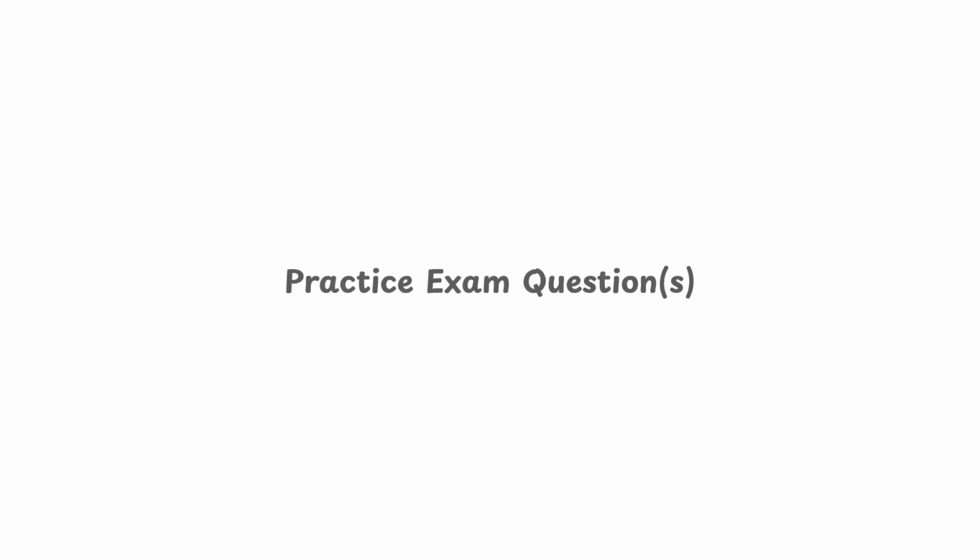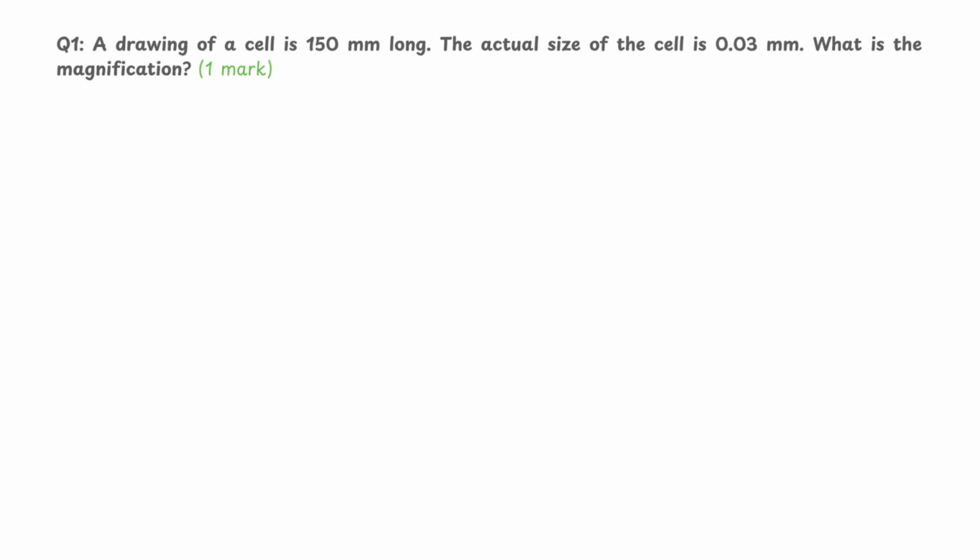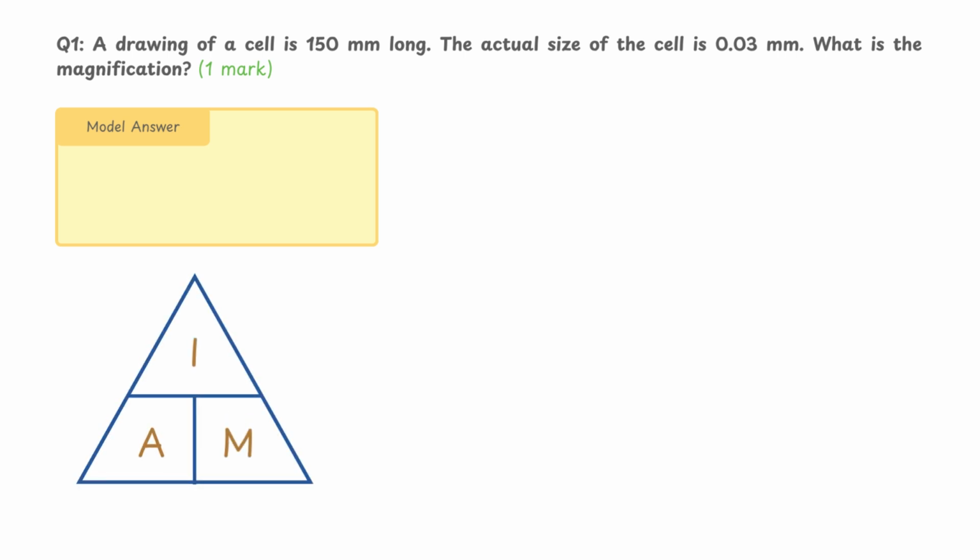Let's dive into some exam-style practice questions. You can pause the video and try it yourself. For question number 1, a drawing of a cell is 150 millimeters long. The actual size of the cell is 0.03 millimeters. What is the magnification? First, let's use the equation triangle.